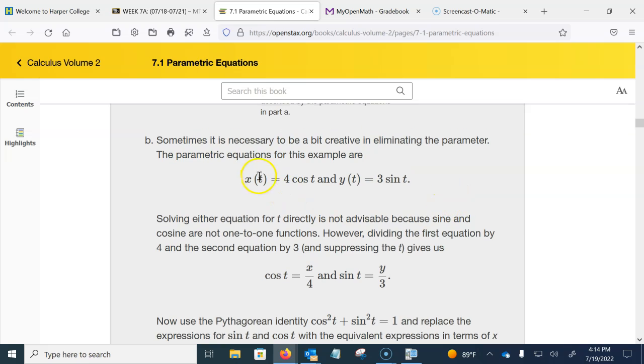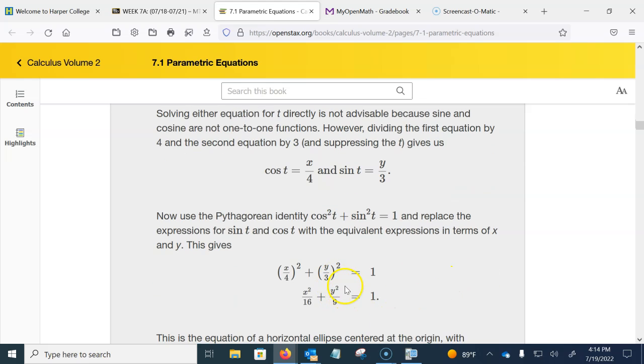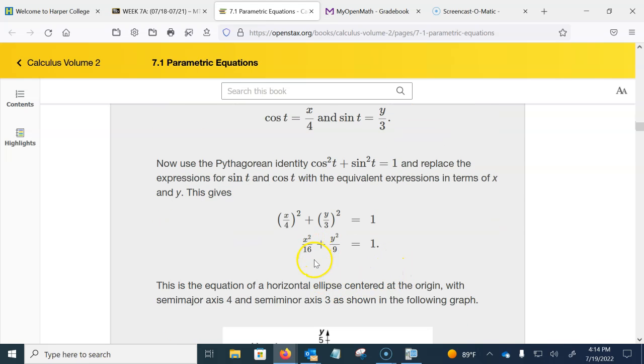Okay, so here's x equals 4 cosine t, y equals 3 sine t, and they immediately divide by the coefficient on both these trig functions. So cosine t is x over 4, sine t is y over 3. And then use Pythagorean's theorem: cosine squared t plus sine squared t equals 1. So that means (x over 4) squared plus (y over 3) squared equals 1. Carrying it out, I've got x squared over 16 plus y squared over 9 equals 1.